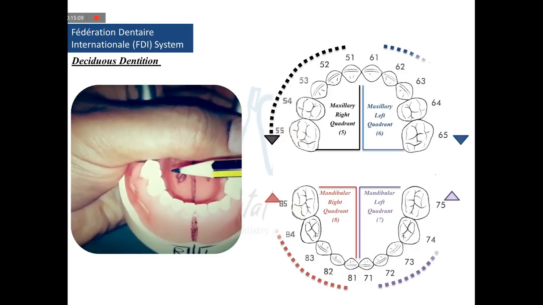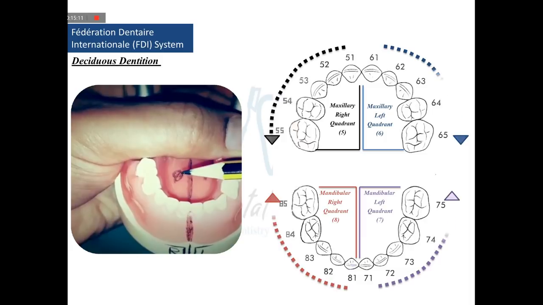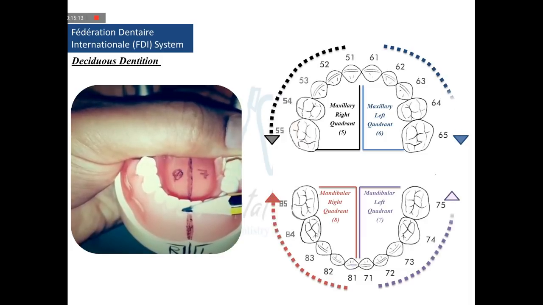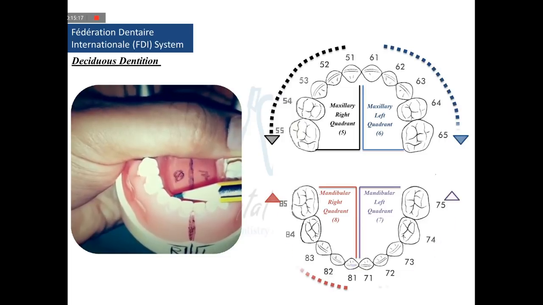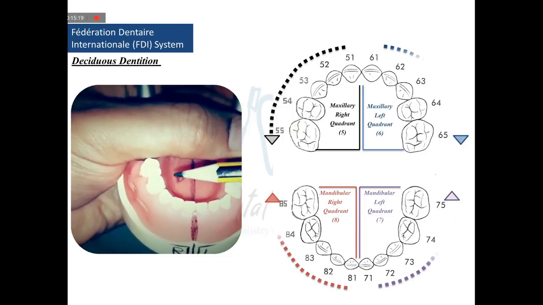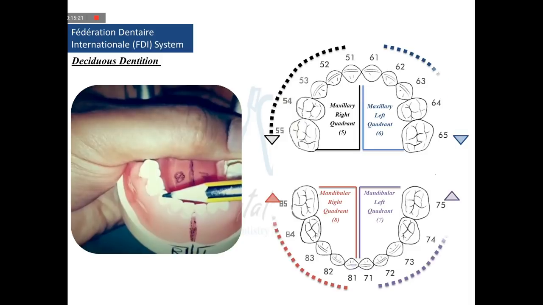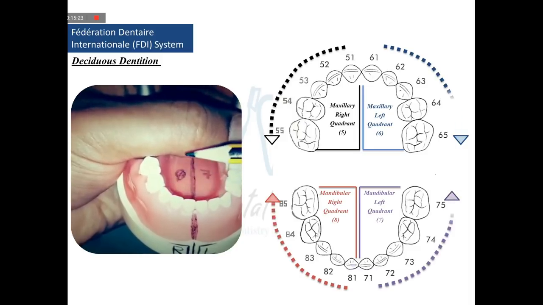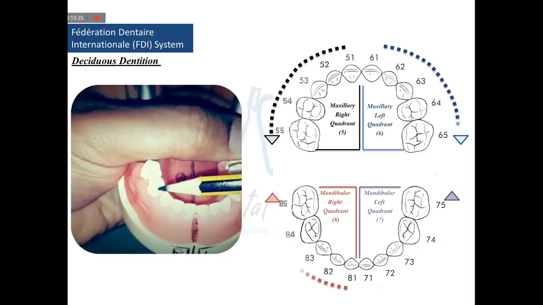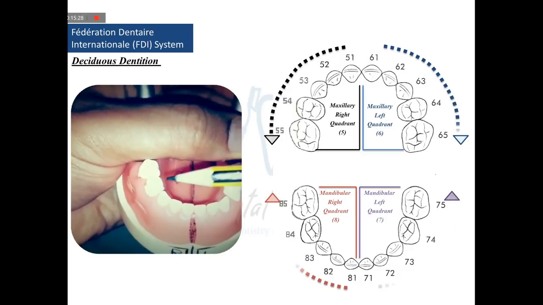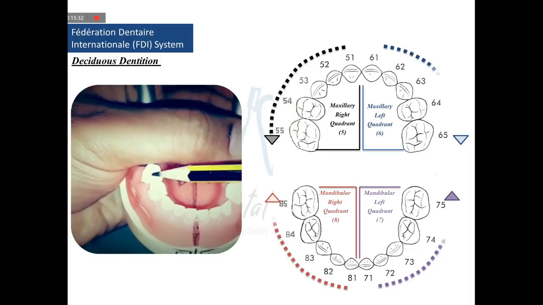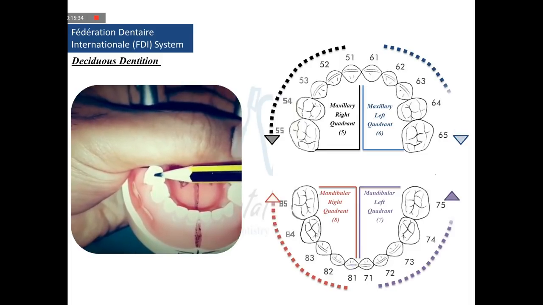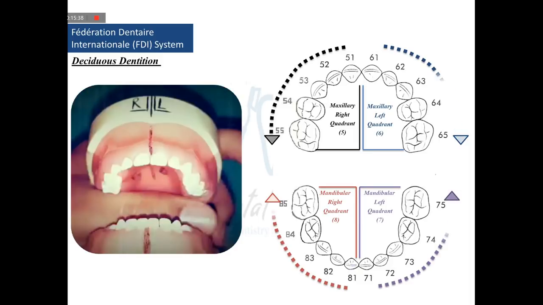Now, the lower right quadrant is numbered as number 8, as we have been discussing earlier. So we will mention the first digit as 8 and central incisor as 1, so we call it 8-1. 8-2 for the lateral incisor. 8-3 for the canine in the right quadrant. 8-4 for the deciduous first molar. And finally, the last tooth will be mentioned as 8-5 for the deciduous second molar in the mandibular right quadrant.